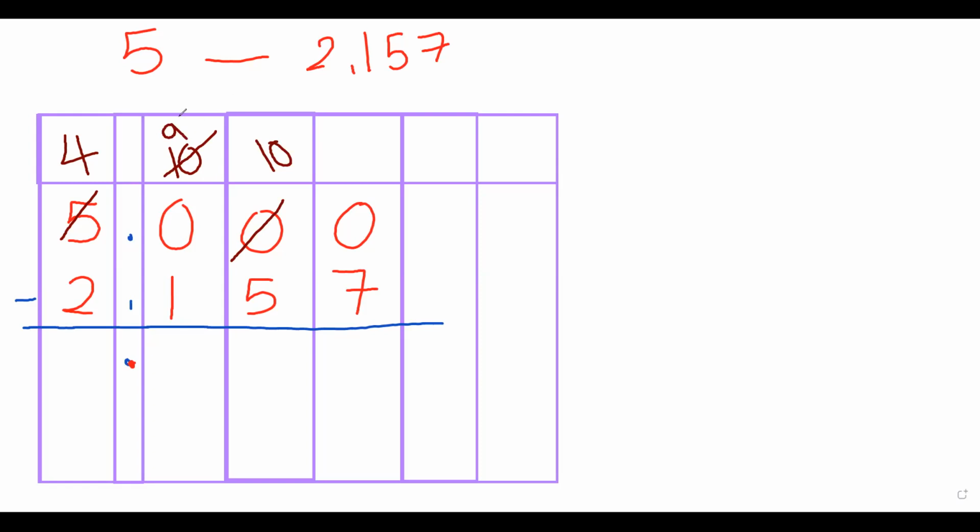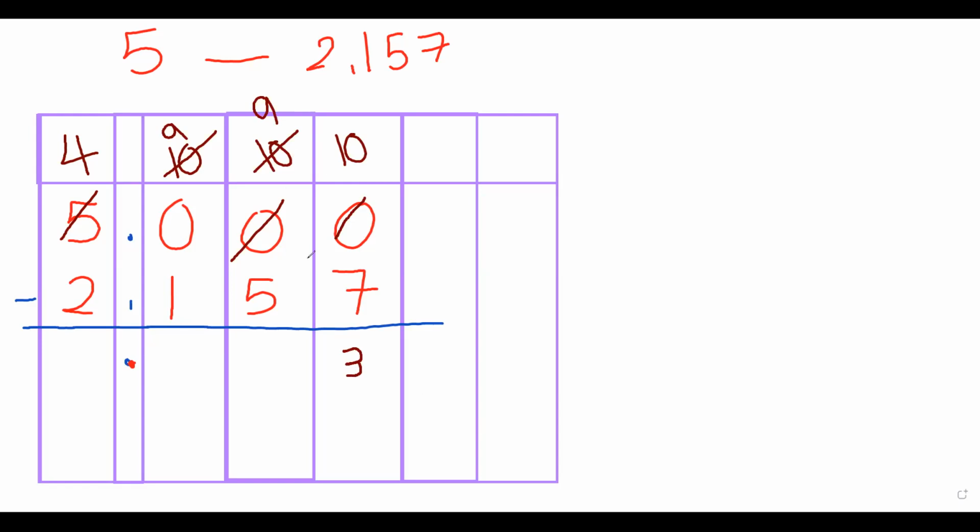Then this number can be subtracted. The second number can be subtracted, but the first one still no. So what can we do now? This 0 goes to her friend to get another one. So after she gave her, the 10 becomes 9, and this 0 becomes 10. Then after that, 10 minus 7, it's 3.